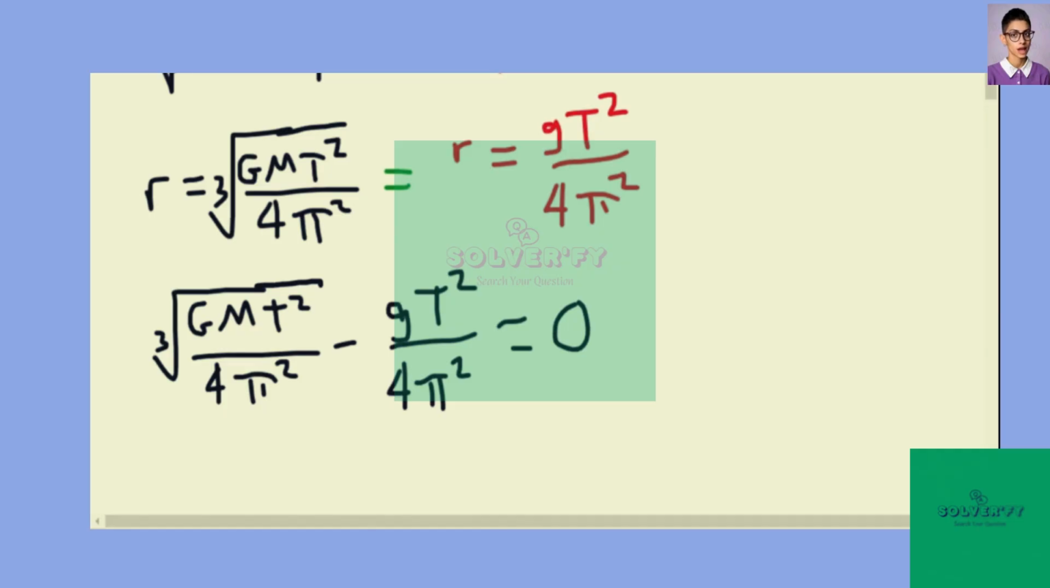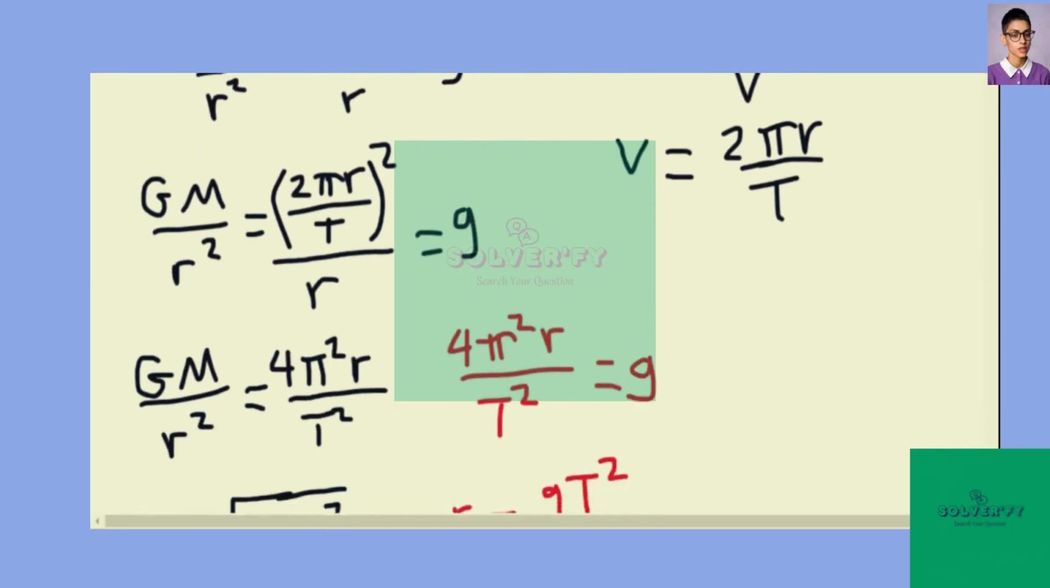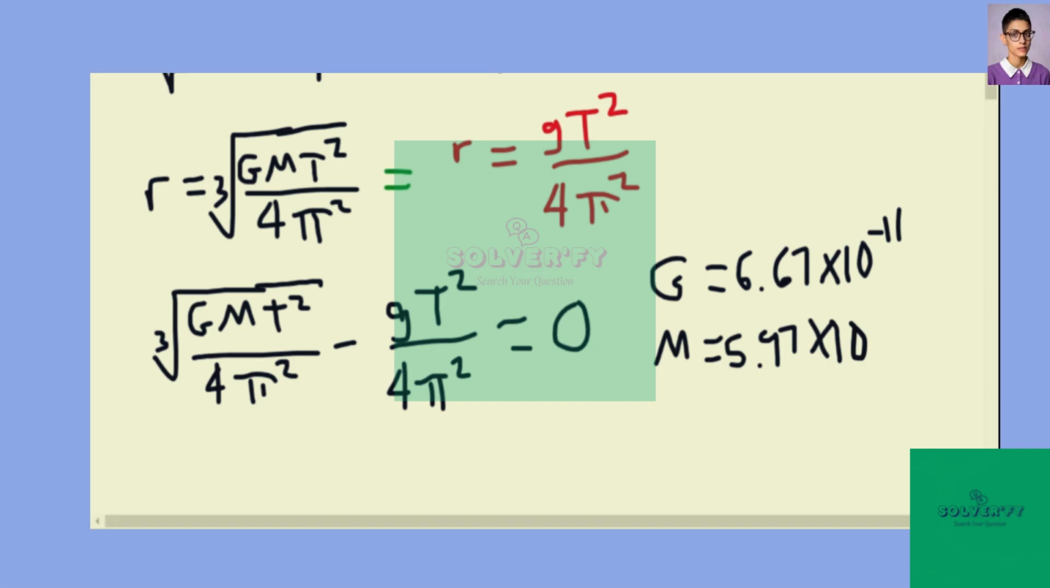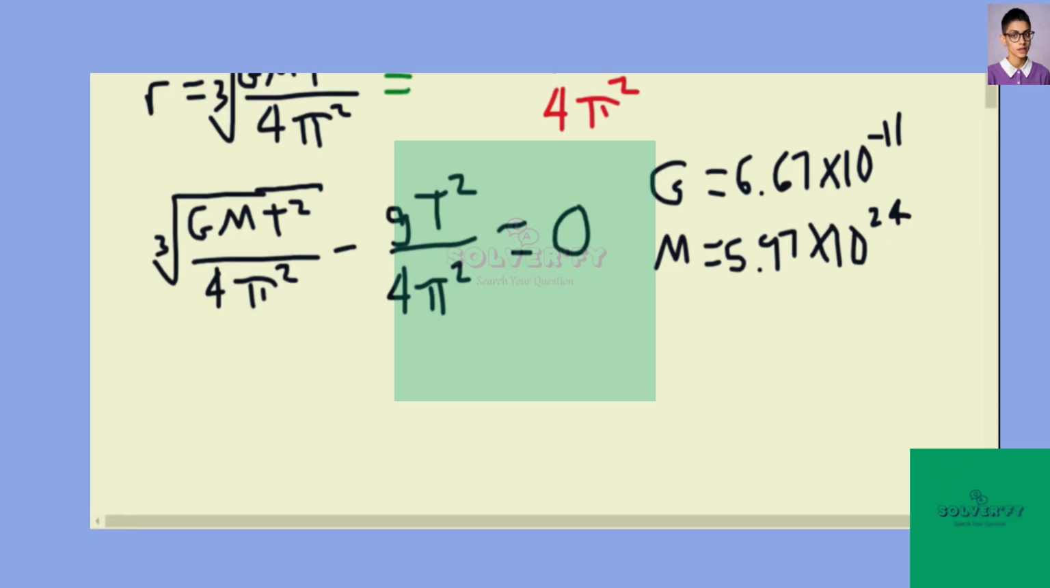Now, we know G, we know M, and we know little g. Let me write down what those numbers are. G is 6.67 times 10 to the negative 11th power in SI units. M is the mass of the Earth. That's 5.97 times 10 to the 24th power. Little g is given to us as 9.00.